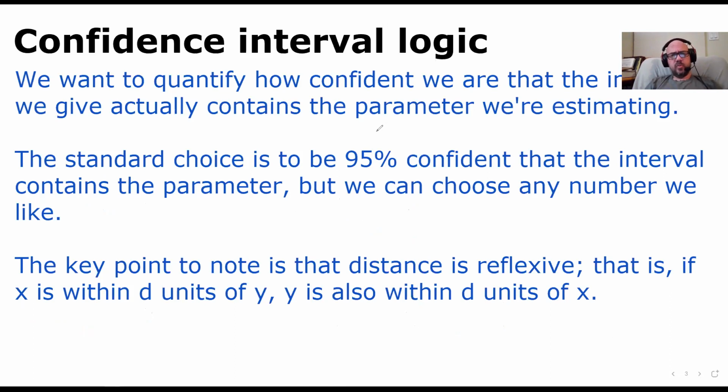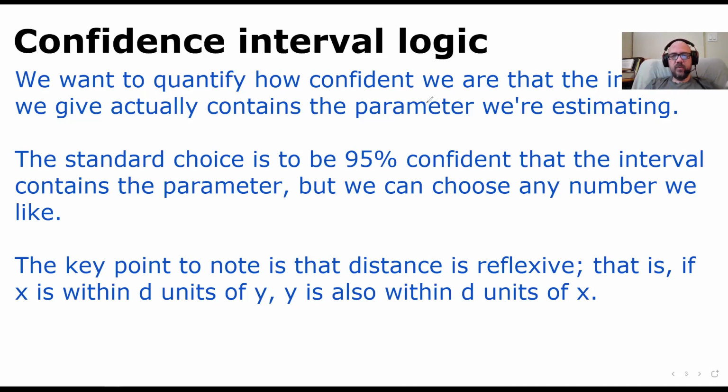So here's the logic that we're going to use. The basic idea is that if x is within a certain distance of y, then y is within that same certain distance of x, which probably sounds obvious to you, right? If I have two things that are, say, 8 inches apart, the first thing is within 8 inches of the second thing, and the second thing is within 8 inches of the first thing. Distance works both directions. In math, we call that reflexivity.